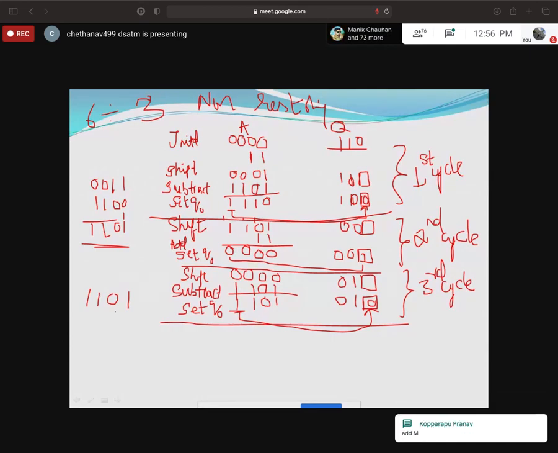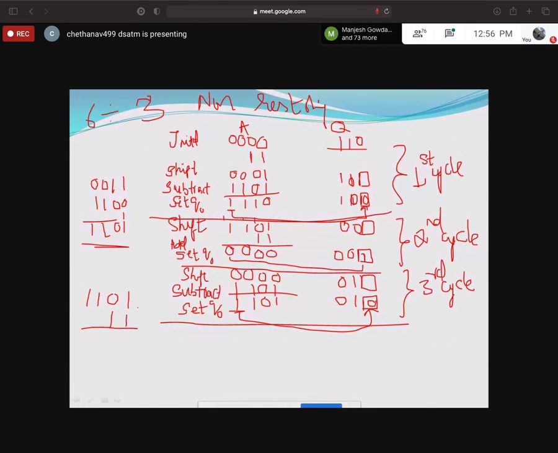What's your divisor? Divisor is 3. That means 1, 1. Okay. Just add it. Add M. That means 1 plus 1 is 0, carry 1. 1 plus 1 is 0, carry 1. 1 plus 1 is 0, carry 1. 1 plus 1 is 0, carry 1. So this is the overflow bit. Just neglect this. So the bits are 0, 0, 0, 0. What's your remainder now? Remainder is 0, 0, 0, 0.